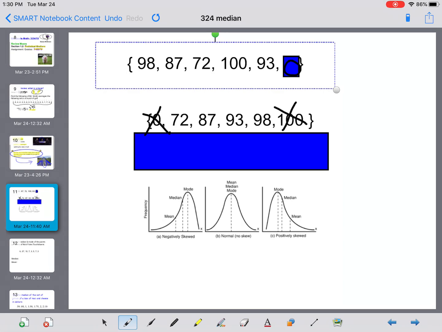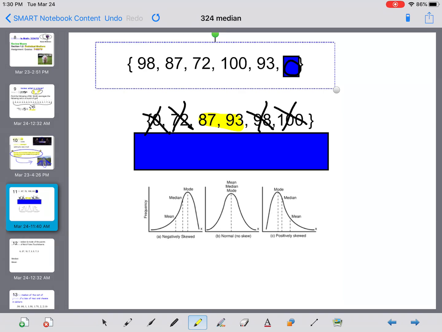So see how I cancel out the 0 and the 100? Now I'm closer to the middle. Well, I cancel out both ends over here. But hold up now. Now I have these two. If I cancel them out, I won't have any numbers left. So right here in this example, how we have an even number in the set, we'll have two numbers in the middle. And what we'll have to do then is find the average of those.